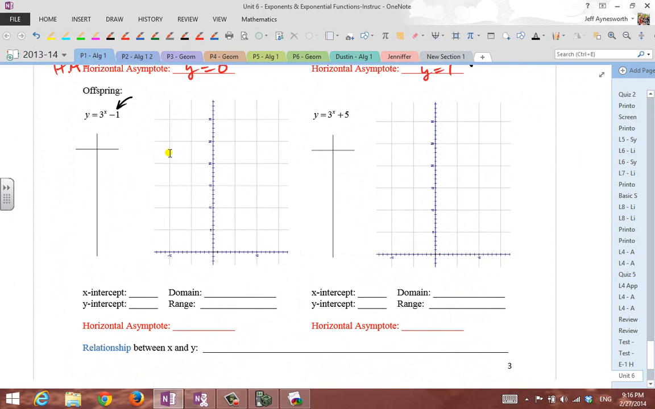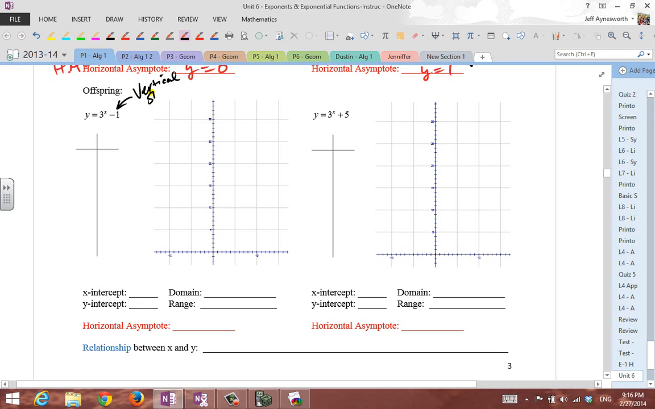Okay, you got it. It's a downshift 1. It's a vertical shift down 1 unit. Vertical shift down 1 unit. And we're going to see that after we graph this.